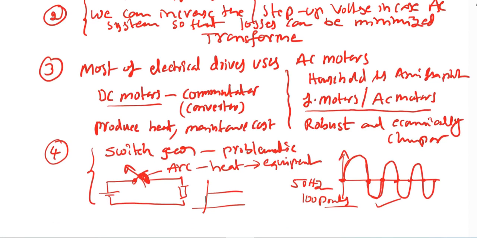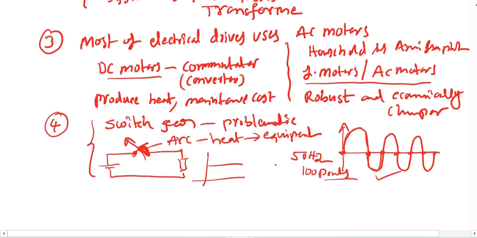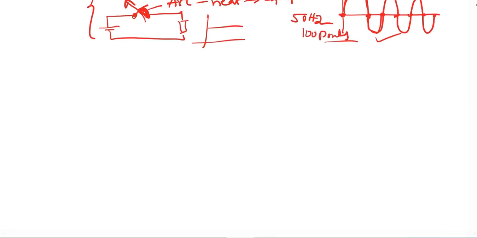So the drawbacks of the DC supply system are advantages for the AC system, and AC is mostly preferable. Due to these reasons, we are opting to go with AC systems. AC systems have major advantages compared to DC systems. That's why we are going with the alternating current system.